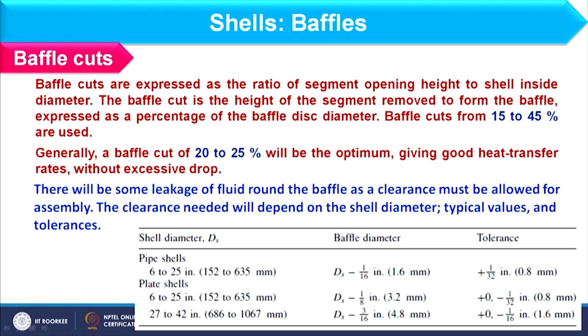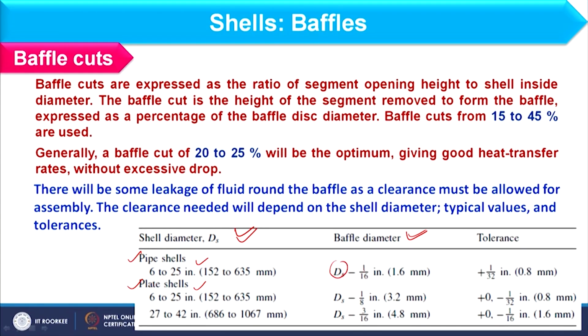Okay. So, what should that gap be? How much that gap should be, we can see through a table which is shown over here. You can see here I have the shell dia and the baffle dia, right. Here I have pipe shell as well as plate shell. If you consider 6 to 25 inches, we have pipe shell as well as plate shell both, and here we have the baffle dia.